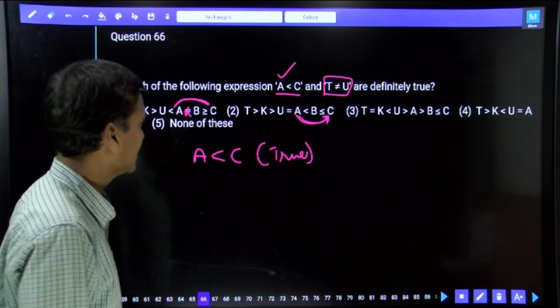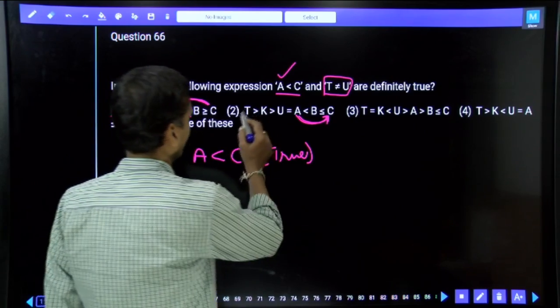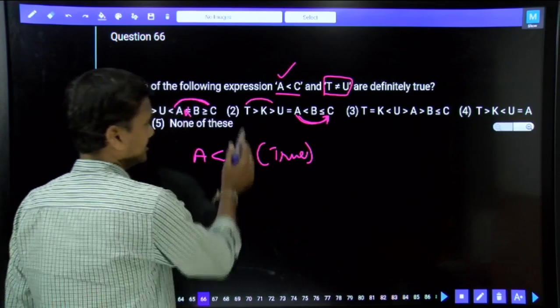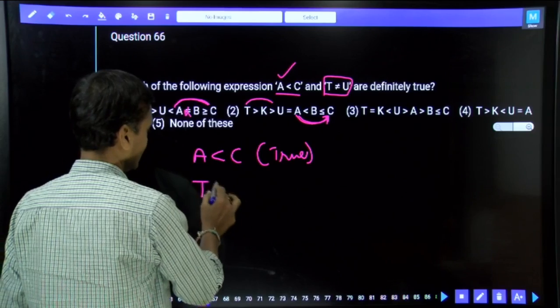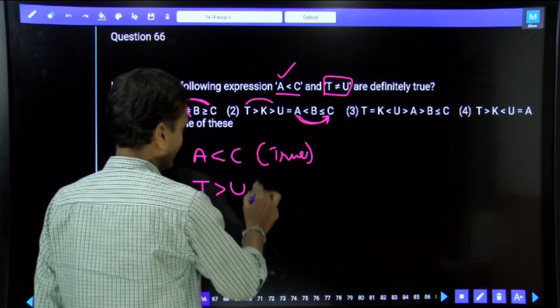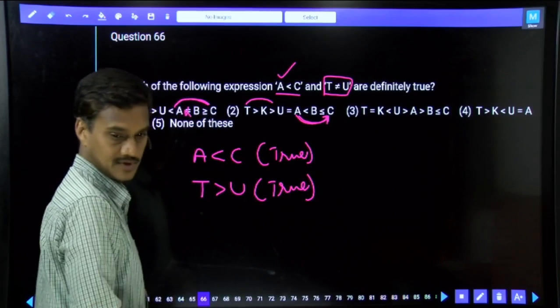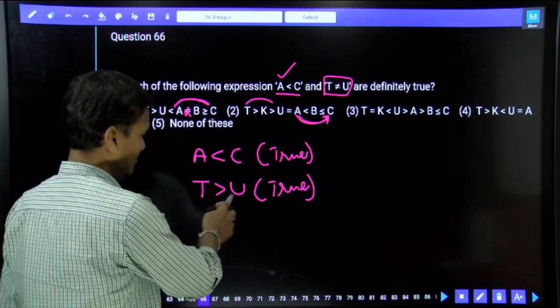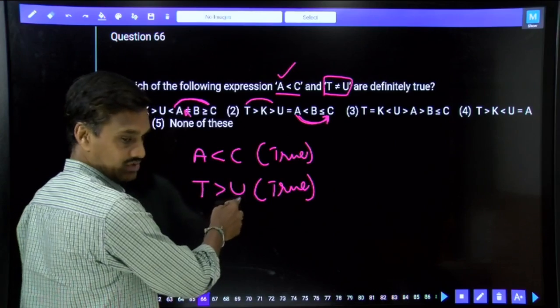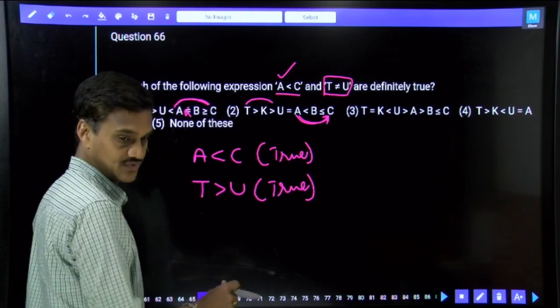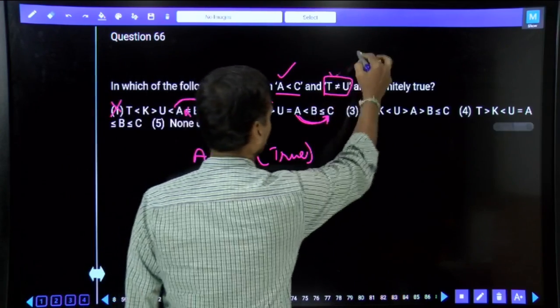Then coming to the second one, T not equals to U. Now between T and U, tell me what is the symbol which is common here: greater than. T greater than U is true. If T greater than U is true, is T equals to U? No. Is T equals to U here? No. T is greater than U. Hence T equals to U is false. Hence T not equals to U is true.